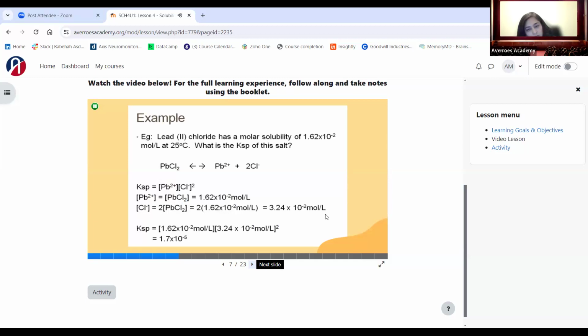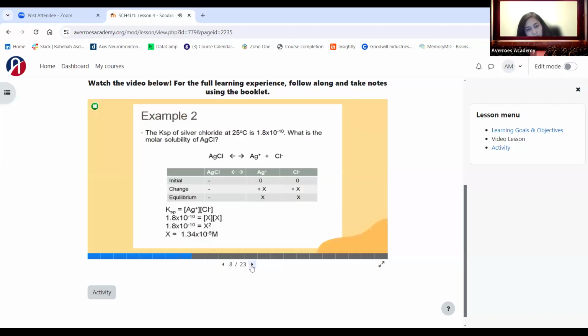When we plug both of those values into our solubility equation, so we plug in the concentration of Pb2 plus times the concentration of Cl minus to the power of 2, we get our solubility product constant of 1.7 times 10 to the negative 5.